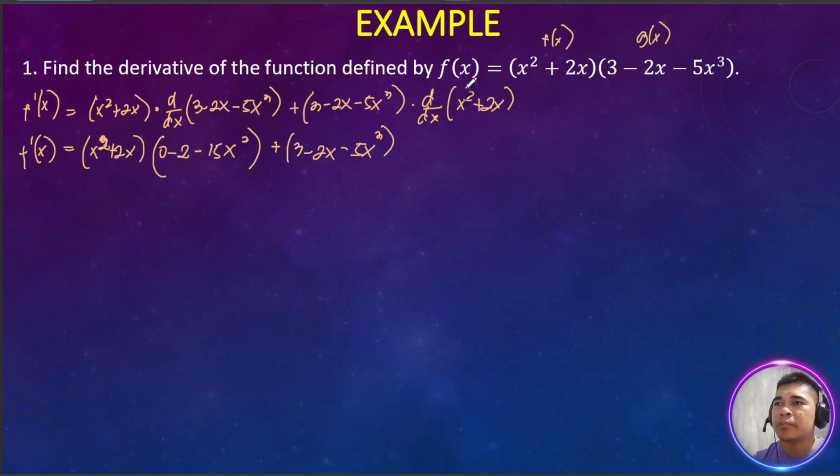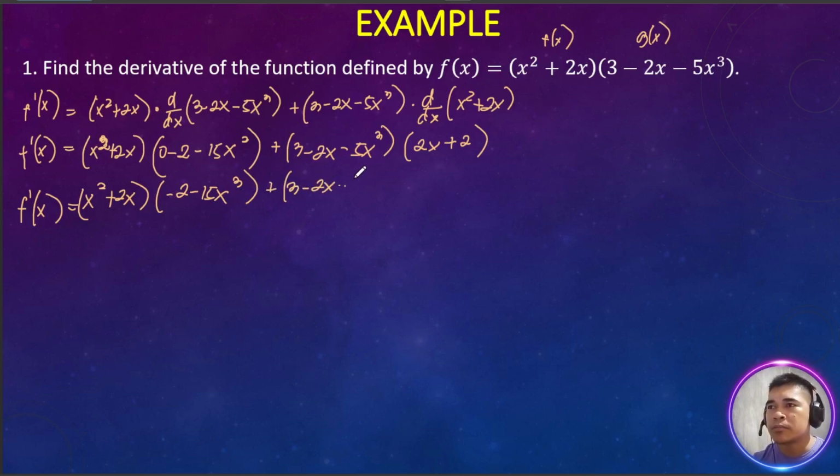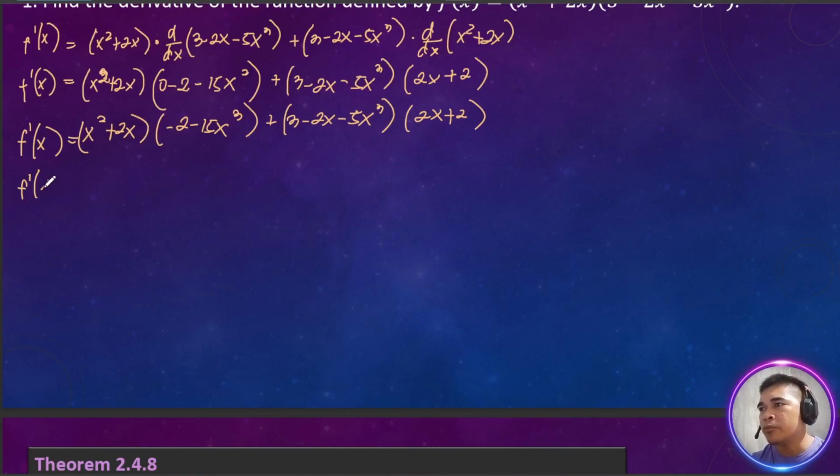Now, what is the derivative of x squared? That is 2x. And the derivative of 2x, that is 2. Atong hinloon, x squared plus 2x. We get negative 2 minus 15x cubed plus 3 minus 2x minus 5x cubed times 2x plus 2. So, derivative of f of x is equal to, so i-apply na to ang FOIL method.